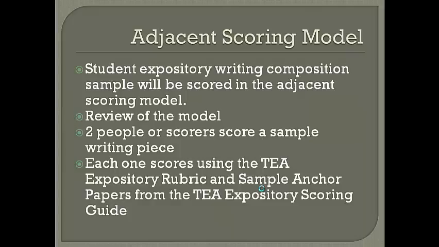And I want to review the model with you. Basically, you have two people scoring each writing sample. One will be the classroom teacher. The other one will be another person that has been trained. Each one scores using the TEA expository rubric, and having been trained through this training, and also sample anchor papers from the TEA expository scoring guide that were released last year.